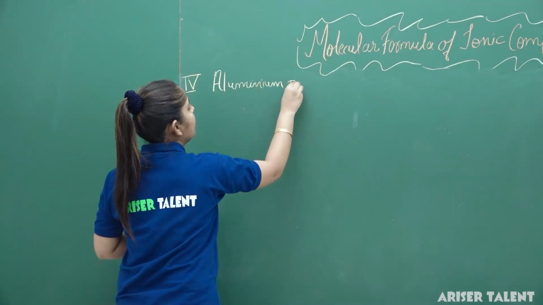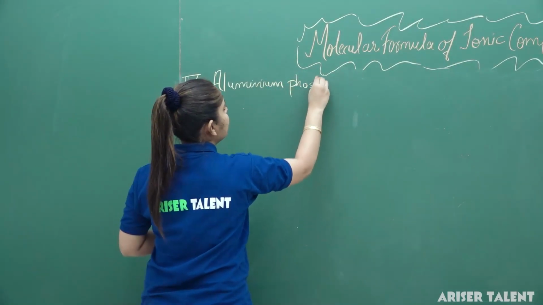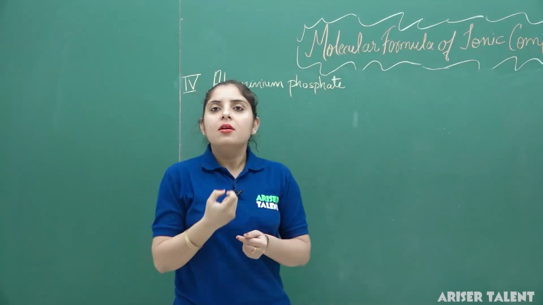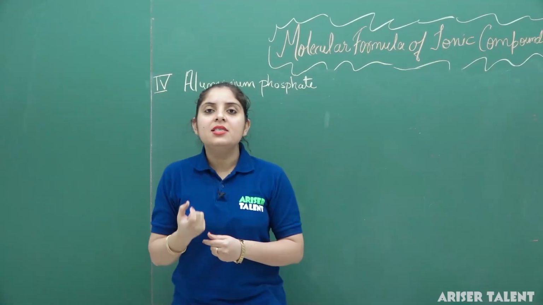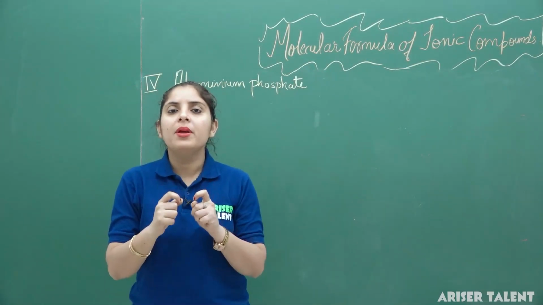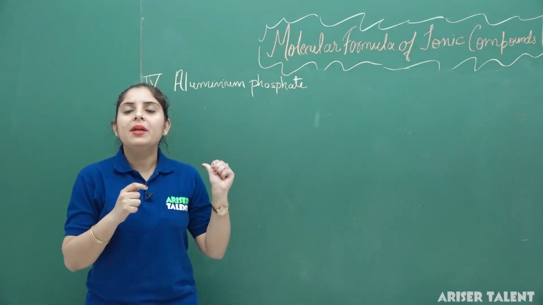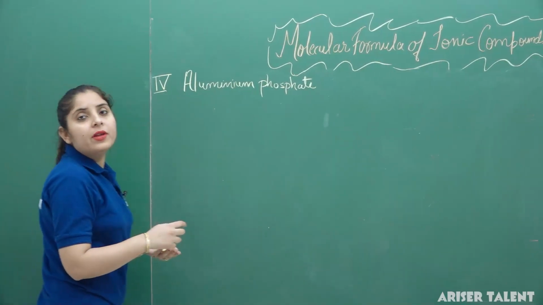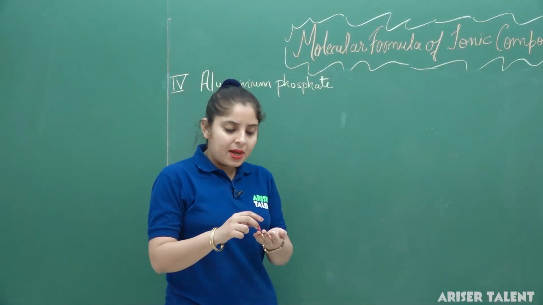aluminium phosphate. So what actually we are doing here, suppose we have a polyatomic ion instead of a monoatomic ion. What we will do is enclose the polyatomic ion in a bracket, so it is convenient to write the molecular formula. So here I am showing you how we write the formula for polyatomic ions.